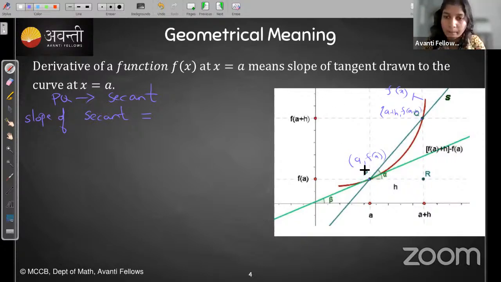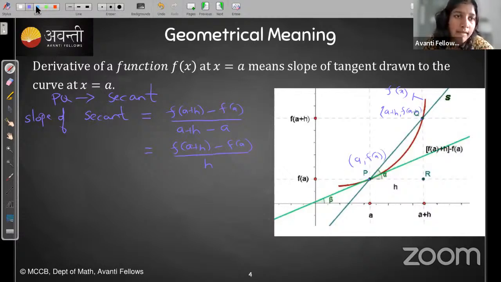The 2 points here are P with coordinate a comma f of a, and Q with coordinate a plus h comma f of a plus h. So the slope of the secant will be f of a plus h minus f of a, that is y2 minus y1, divided by a plus h minus a. So what we will get? We will get f of a plus h minus f of a divided by h. So this will be the slope of the secant.